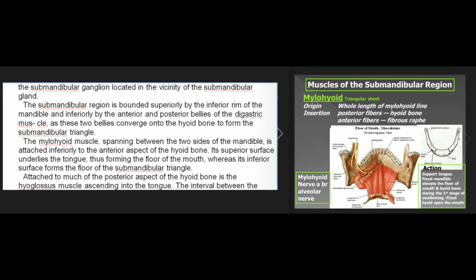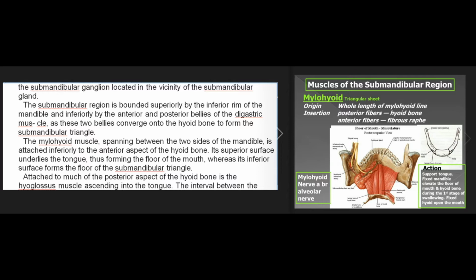The submandibular region is bounded superiorly by the inferior rim of the mandible and inferiorly by the anterior and posterior bellies of the digastric muscle, as these 2 bellies converge onto the hyoid bone to form the submandibular triangle. The mylohyoid muscle, spanning between the 2 sides of the mandible, is attached inferiorly to the anterior aspect of the hyoid bone. Its superior surface underlies the tongue, thus forming the floor of the mouth, whereas its inferior surface forms the floor of the submandibular triangle.